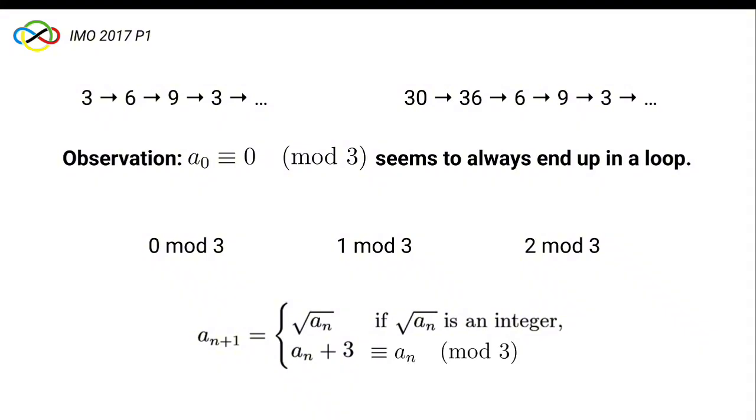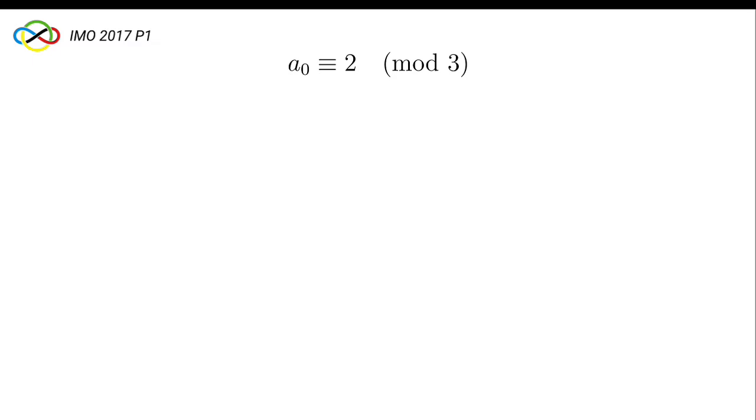And so we can revise our original expression. The top still stays the same, but the bottom, an plus 3, is actually congruent to an mod 3, because the 3 doesn't matter in mod 3. With this observation, let's first take a look at a0 congruent to 2 mod 3. Now you may be wondering, why are we doing a0 congruent to 2 mod 3? That's a good question, and this is based on an observation.